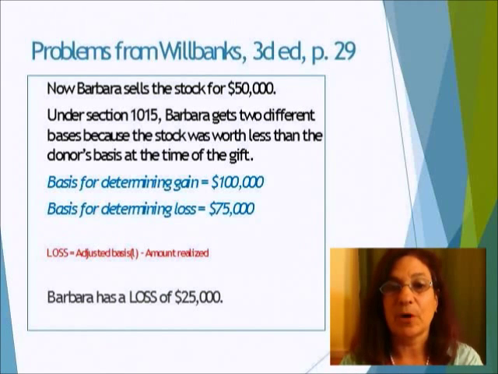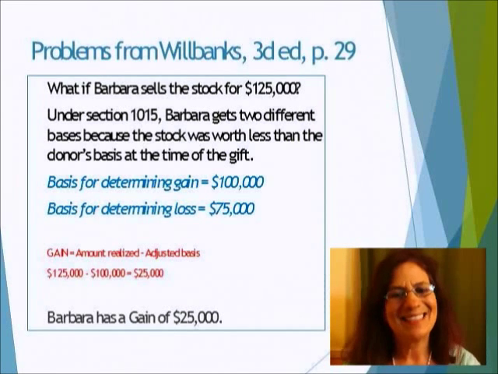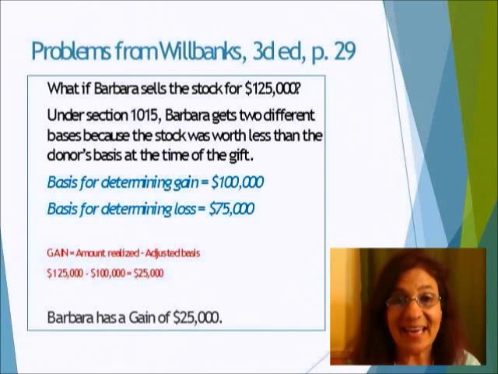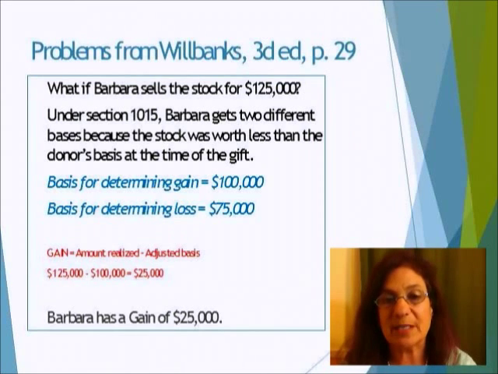So remember that Barbara has two different basis numbers, one for gain and one for loss. This looks like a loss, so we'll use the $75,000 basis, and the amount realized is $50,000, and that means that she has a loss of $25,000. Now, what if Barbara sells the stock for $125,000? Remember, she's got those two different basis numbers. This looks like a gain, so we will use the donor's basis of $100,000, and she has a gain of $25,000.